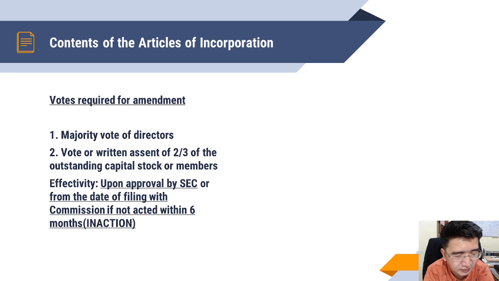Upon approval by the SEC or from the date of filing with the Commission, if not acted within 6 months, it will take effect. So, if you filed for an amendment of the Articles of Incorporation, okay, once it is approved by the SEC, it will take effect. But if after you file for the amendment of the Articles of Incorporation the SEC did not act within 6 months from the date of your filing, yan is considered as effective. Okay? So, mayroong time at play. Dapat ma-act yan within 6 months, otherwise effective yung amendment sa Articles of Incorporation.